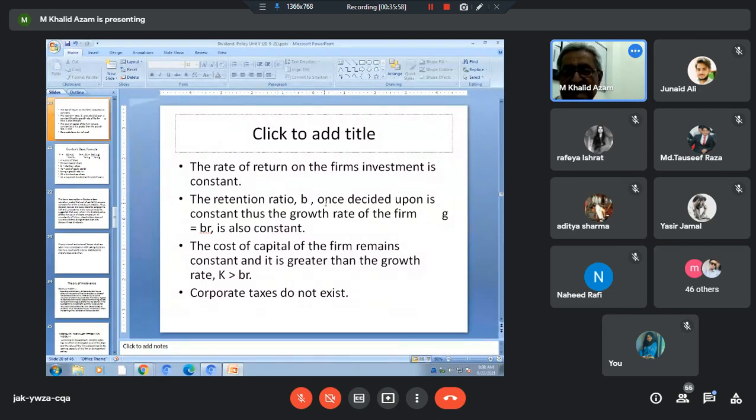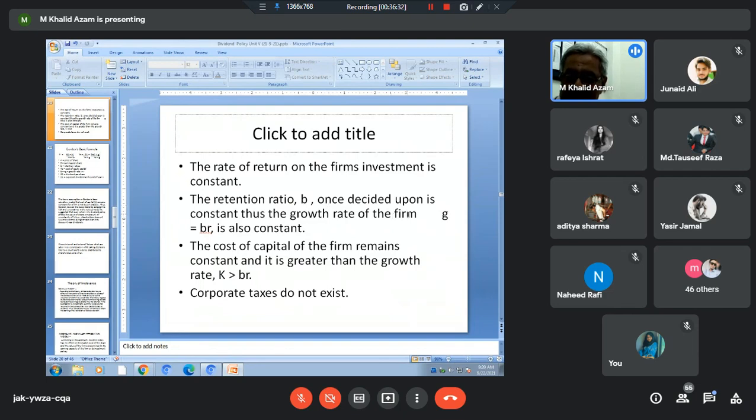1 minus the DP ratio. So don't be confused, because I know that sometimes your thinking remains only on the DP ratio, so the retention ratio is not coming to mind. You have to concentrate somewhat on these different notations. The relationship, as we understand, is very simple. If the DP ratio is going to be something, the retention will be 1 minus that. So the retention ratio B, once decided upon, is constant.